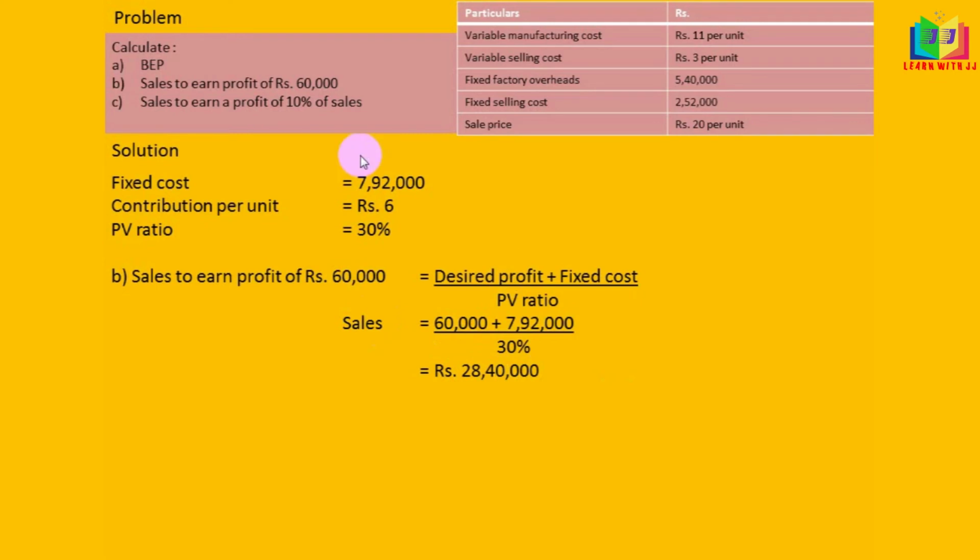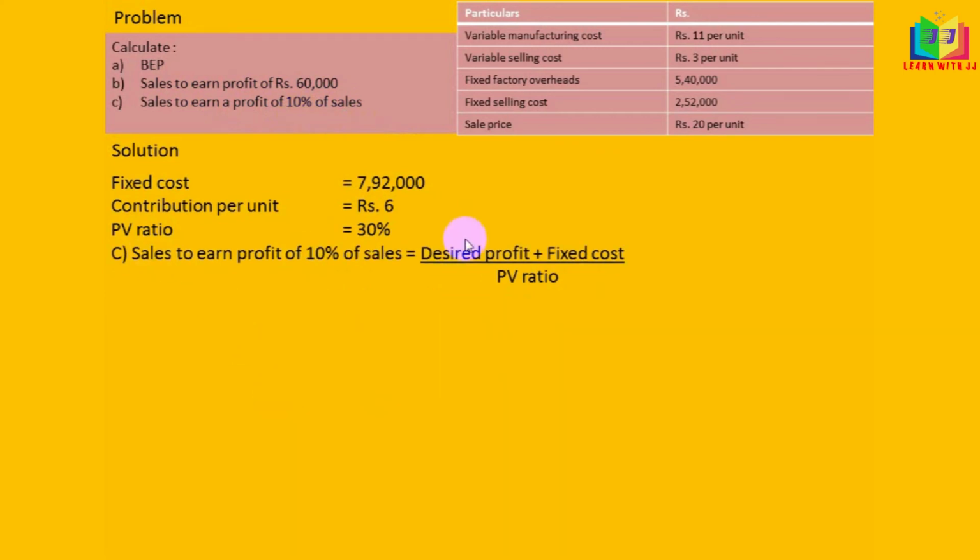The next question is sales to earn a profit of 10% of sales. Here the sales was not given, you have to find the sales. In that, 10% is the profit. In the previous question the profit was given and you found the sales easily. But here we don't know the sales and we don't know the profit. We'll see how to do this problem.